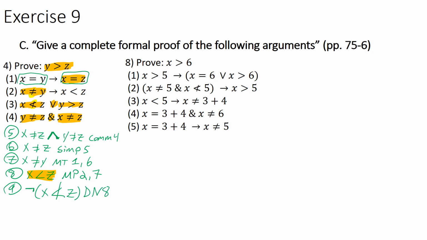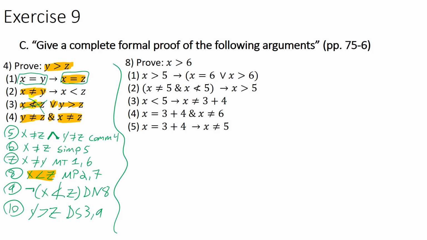And now we are saying that can't be the case. We know that's not the case, so it must be that y is greater than z. And we can conclude this argument, this proof. Disjunctive syllogism, lines 3 and 9.